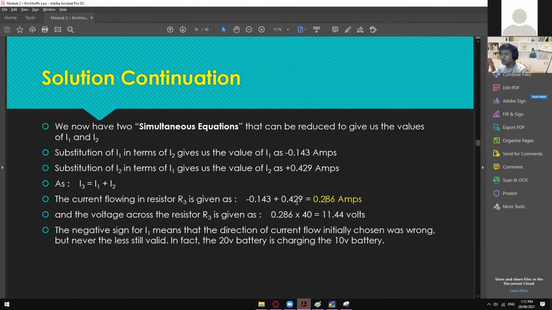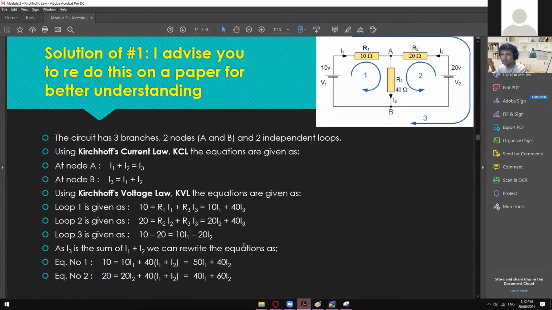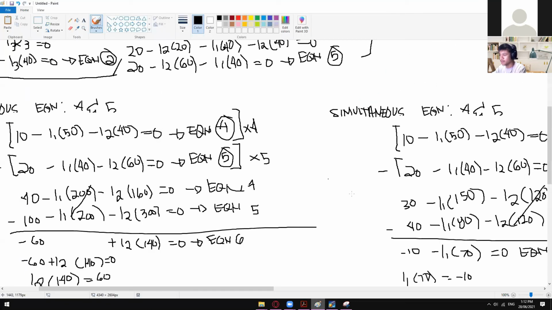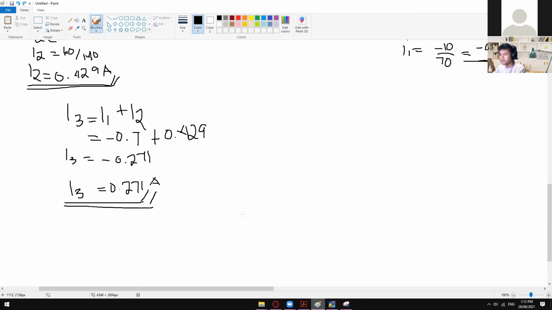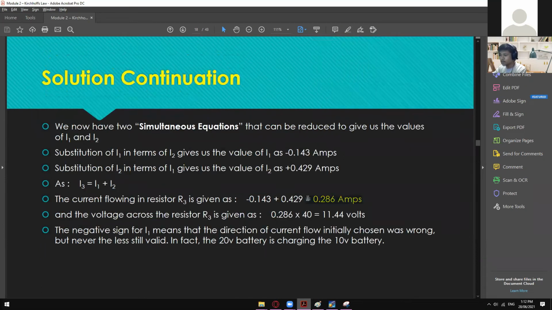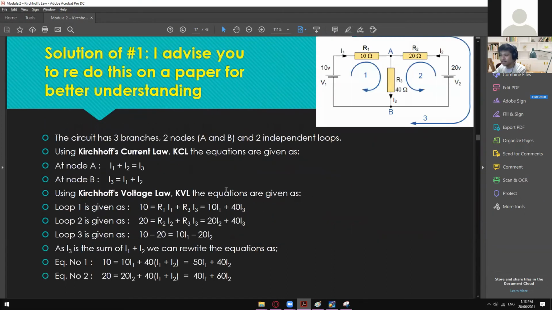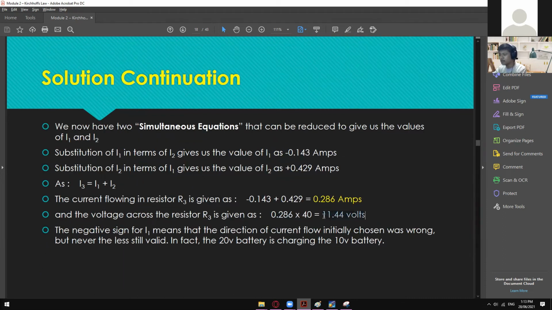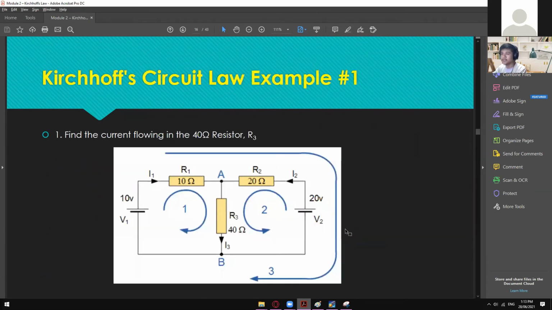Since we have two different results, wherein I've got negative 0.7 and then the other one is the same, which is 0.429, I would like you guys to recheck what differs between my solution right here and my solution right here. Well, anyway, since we don't have enough time anymore and we cannot go back in here and analyze everything again, I will leave this one to you guys. And if you want to get the voltage drop across RT, then just get the value of that I3, which is 0.26, and the resistor on that I3, which is 40 ohms. And then you will get 11.44 volts. Okay, so that's it for example number one.